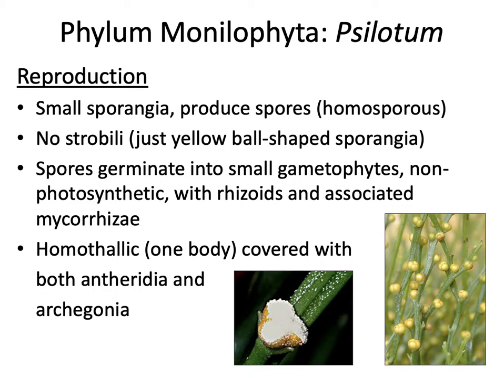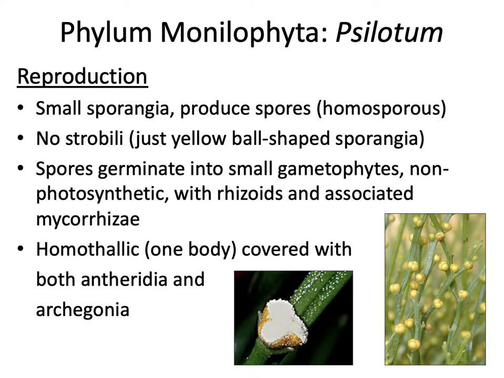Now, Psilotum reproduction is as follows. They produce small ball-shaped sporangia that make the spores. They kind of look like these little yellow balls, but they are not technically strobili. There's no sporophylls there. Instead, it's just a sporangium.